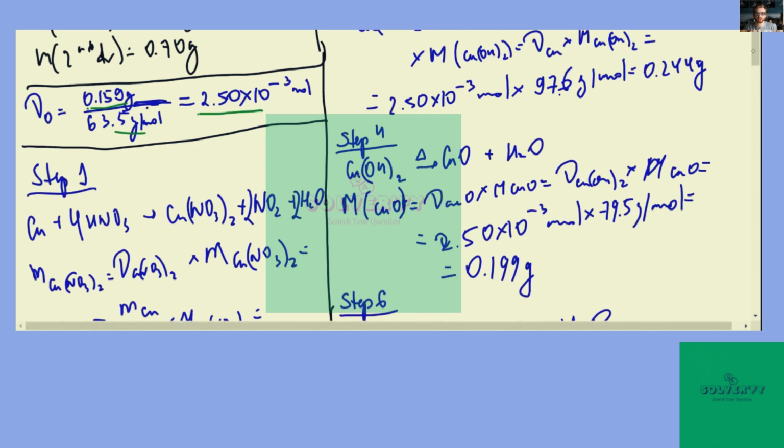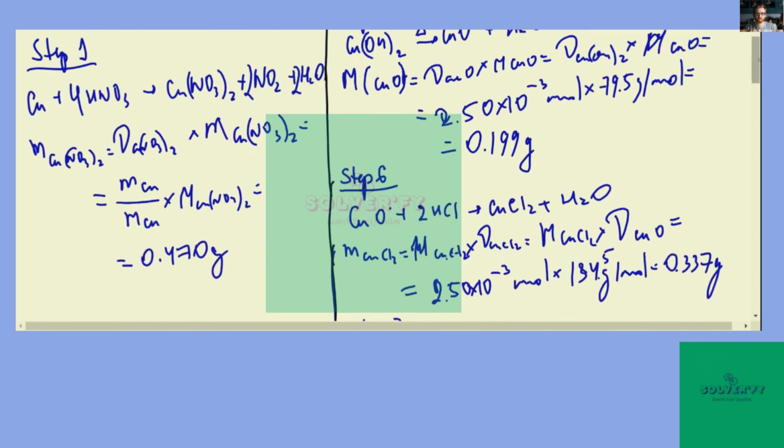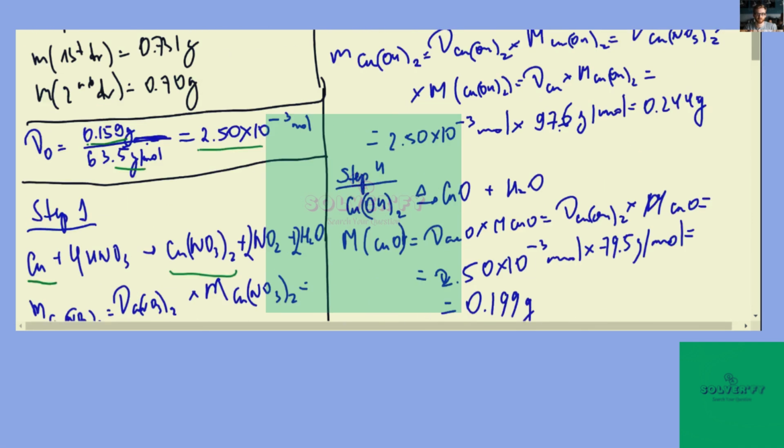First of all, copper reacts with nitric acid, where copper nitrate is formed, and NO2 and water are the byproducts. And the yield of copper nitrate equals the following. In all this scheme, the number of moles of copper product equals the number of moles of copper reactant, because the stoichiometry is 1:1. Therefore, we can calculate the mass of copper nitrate.